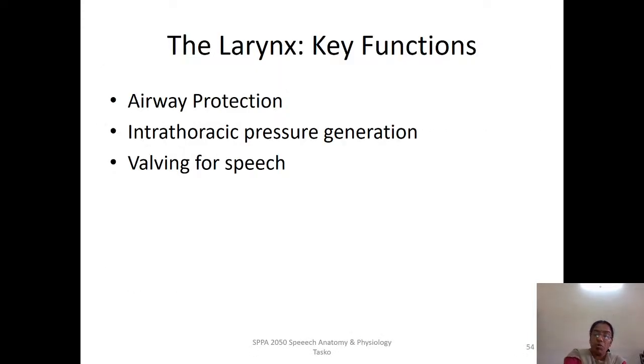So, all in all, what is the main function of the larynx? One is airway protection. One more is the generation of intrathoracic pressure, and for speech it acts like a valve, whether to reduce the voice, increase the voice, or increase the pitch of the voice. In that way, it acts as a valve or a gate for your speech.